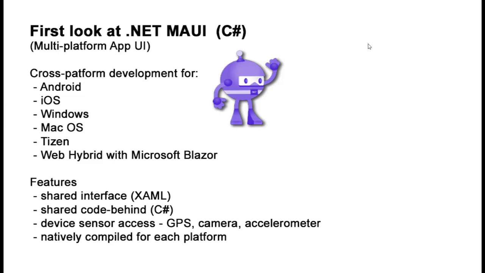It's a shared interface using XAML, Extended Application Markup Language, that we've used for years for creating interfaces for iOS and Android with C# in Xamarin. The shared code behind is C#, and we can access the device sensors such as the GPS, the camera, the accelerometer, and so forth, and it natively compiles for each platform. So a button designed in the shared interface will look like an Android button on an Android device and look like an iOS button on an iPhone.